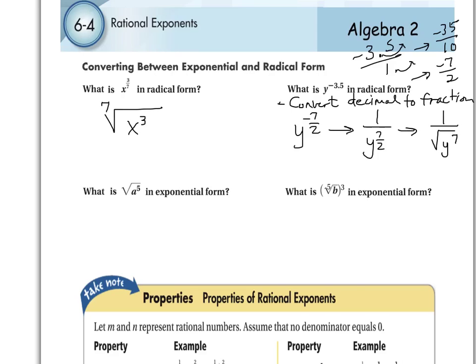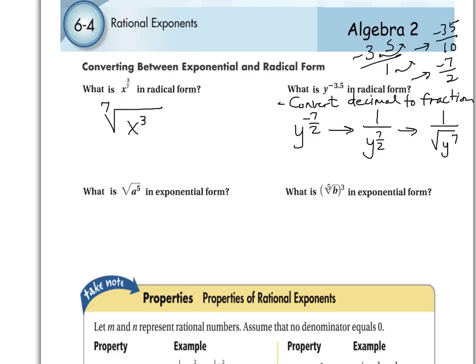Now, normally I would tell you you can't leave that. And the reason you can't leave that as your answer is because it has a radical in the denominator. But all they want you to do here is change forms. So you're not going to have to simplify that anymore. Get it to where you have a radical in it, and then you're done. Okay?